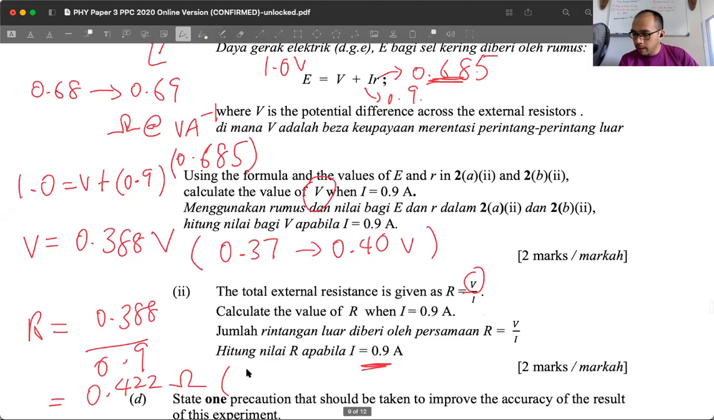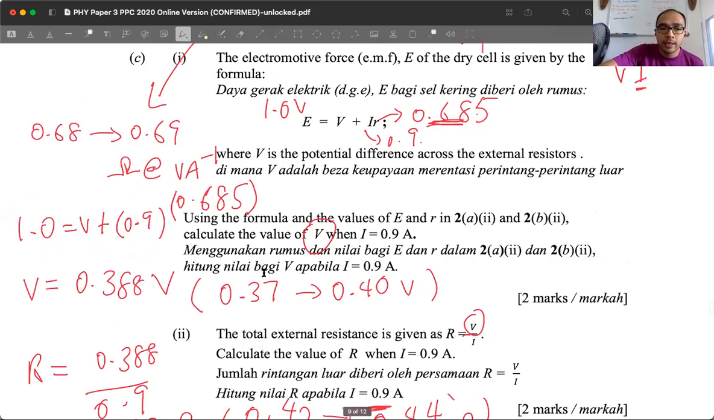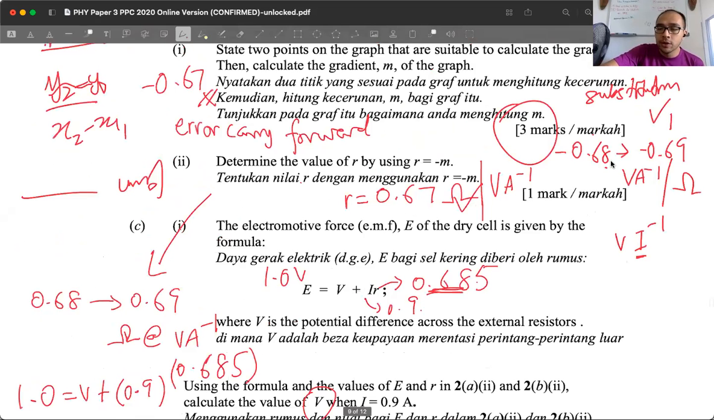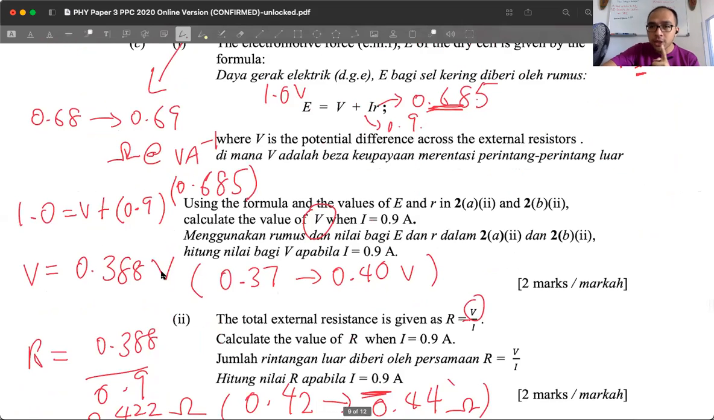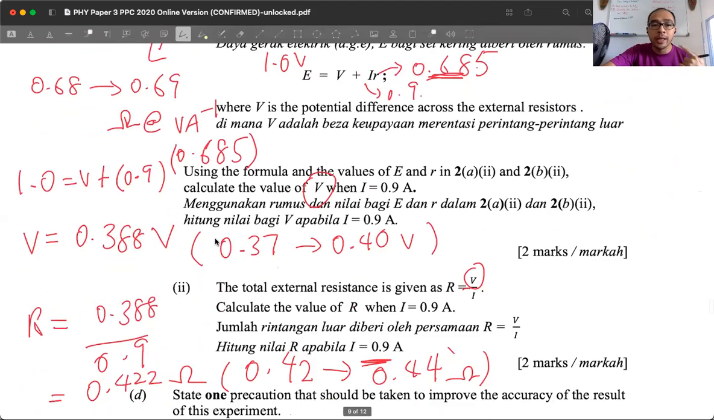Okay, and I will accept any answer between 0.42 to 0.44 ohms. So I want you to take a look at your answers. If I have marked wrongly and your answer falls in that range, with the unit, okay, if there's no unit, don't even bother. If your answer is in the range but I marked wrongly and there's no unit, you know why. It is not because your answer is wrong, it is because there's no unit.